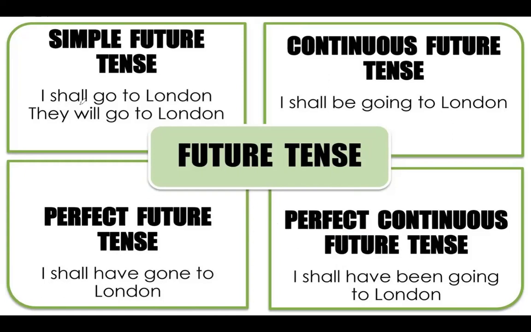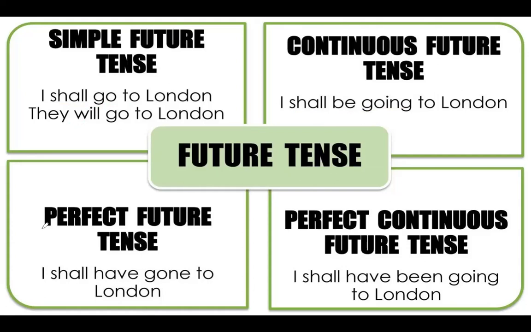So in total, if you talk about the first one, simple future, if you say I shall go to London, they will go to London. So we generally know that we use shall or will when we talk about future tense. So shall go and will go. Then the second one is continuous, in which we will find shall be going, or will be going, isn't it? I shall be going to London, or they shall be going to London.